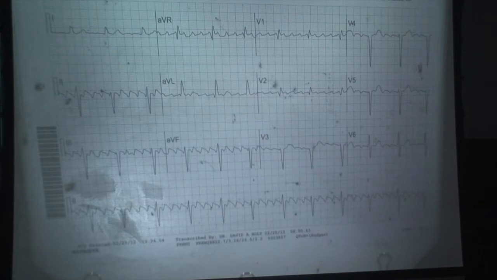The rhythm, 4 to 1. Right, atrial flutter, 4 to 1 block. You see 3 P waves. Perfectly regular.